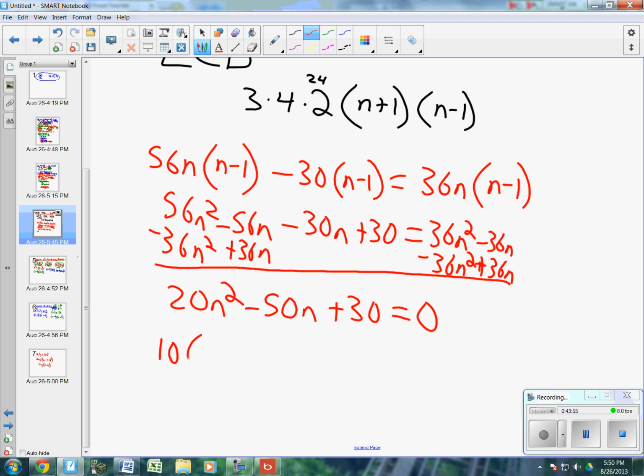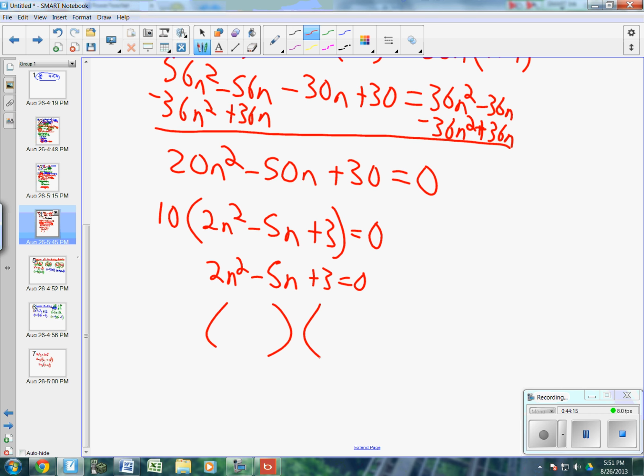This is kind of nice because 10 will go into all of those. So I can factor out a 10. That's going to leave me with 2n squared minus 5n plus 3 equals 0. Divide 10 into both sides, and the 10's will cancel out on this side, with 0 on the other side. So it comes down to factoring this.